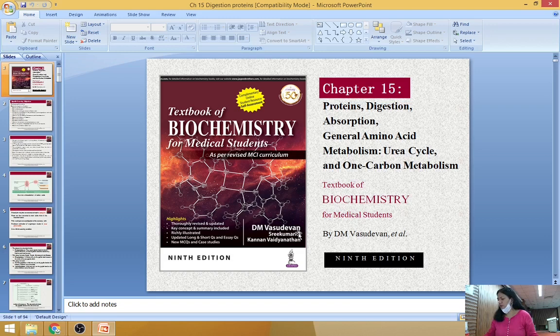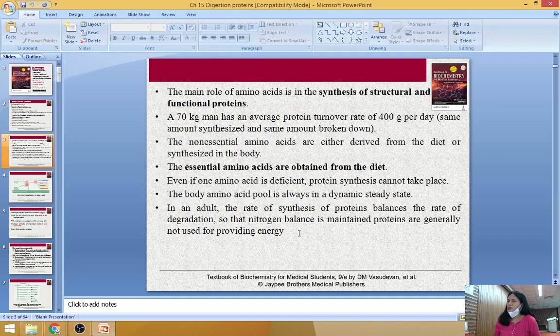So what is denaturation? So during denaturation, the secondary, tertiary, and quaternary structure of the proteins are lost except the primary structure. So by denaturation, what will happen? All the proteins will be in their primary structure level. Okay, so these proteins are made up of amino acids.